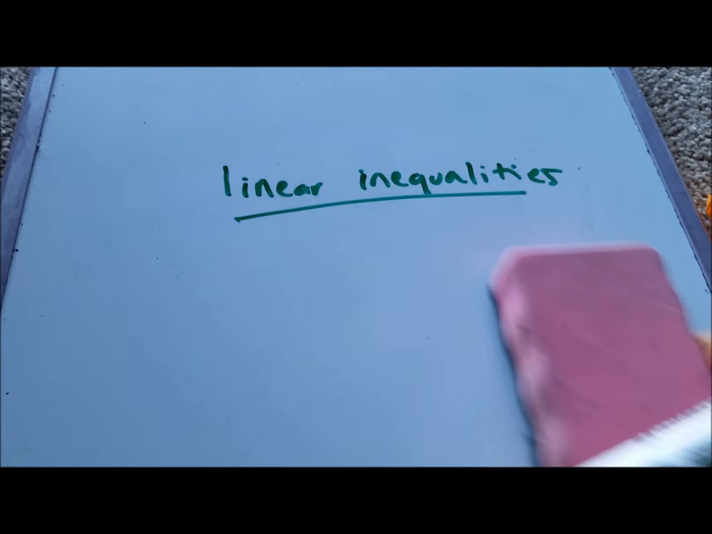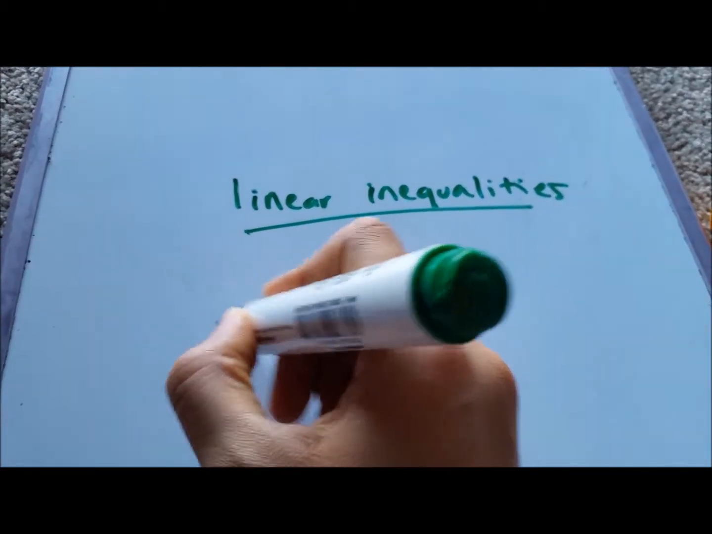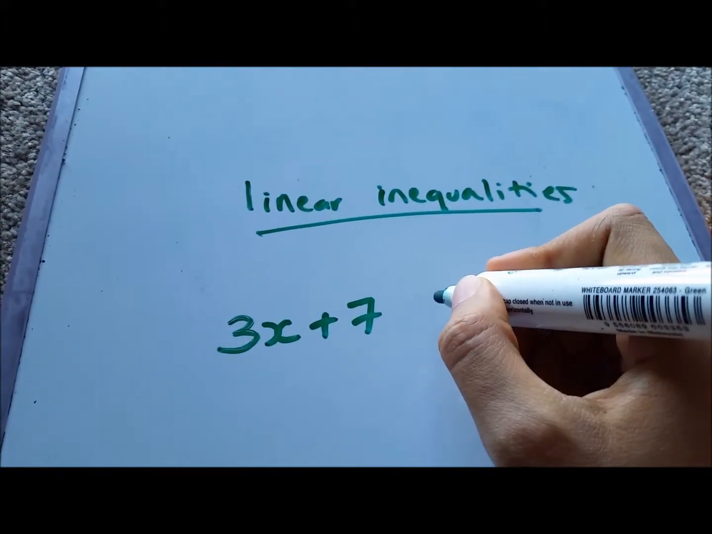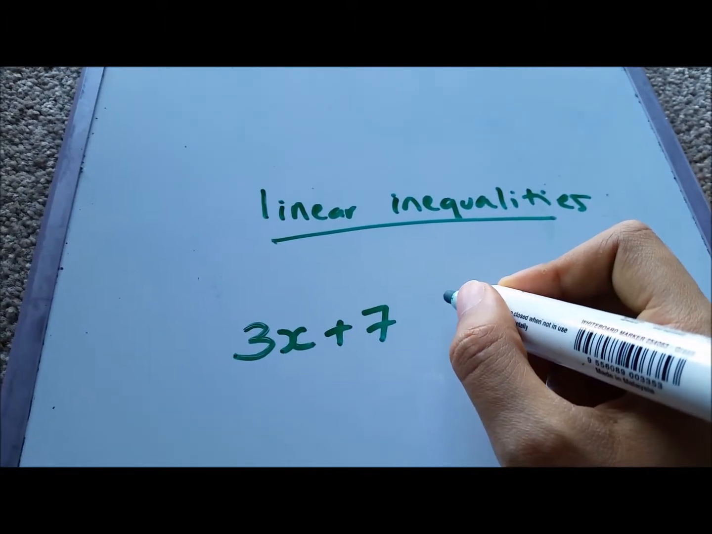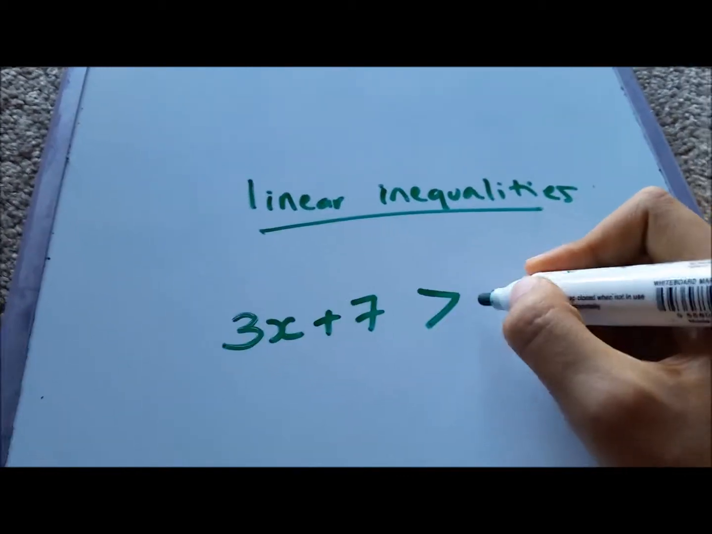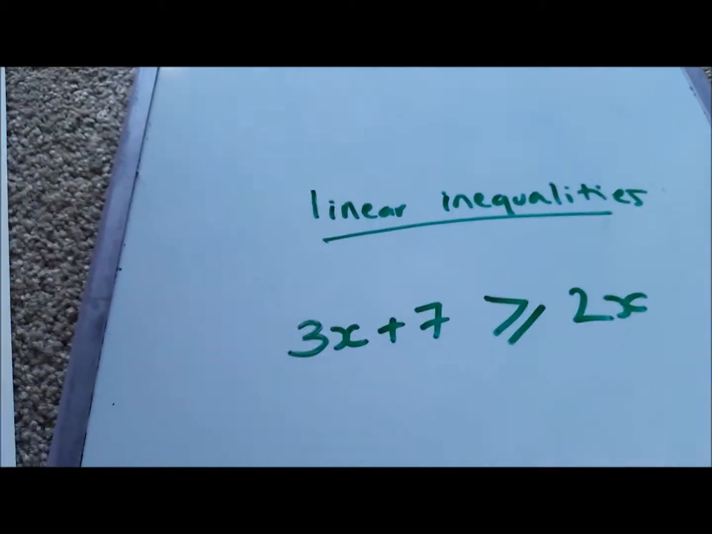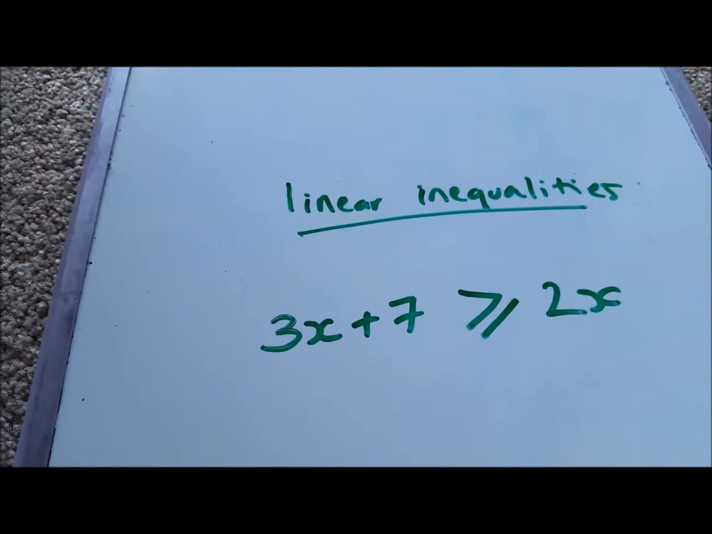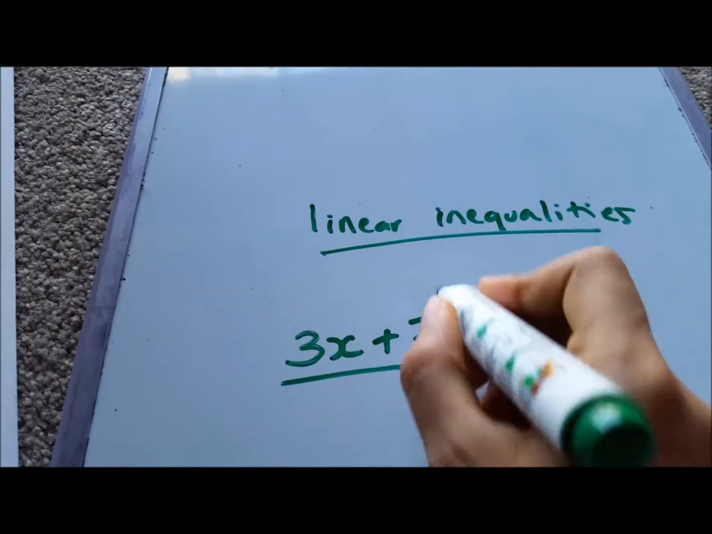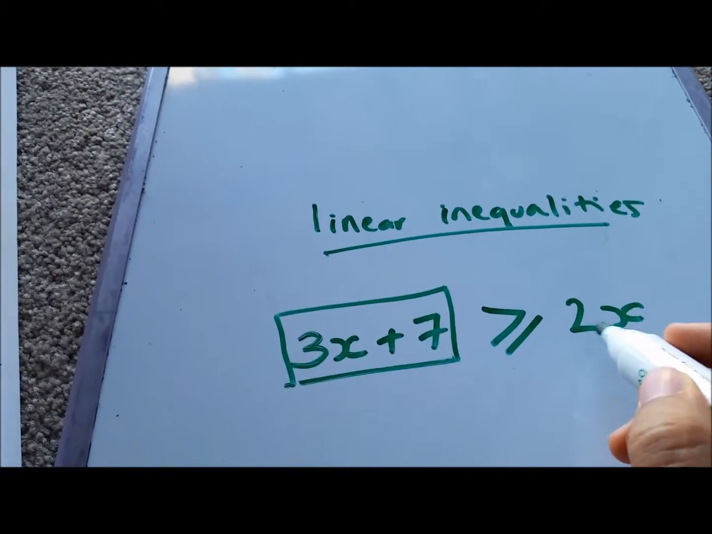Let's look at some examples. Sometimes we might find that we are given a statement like 3x plus 7 is greater than or equal to 2x. What does that really mean? It really means that the value of 3x plus 7 is greater than or equal to the value of 2x.